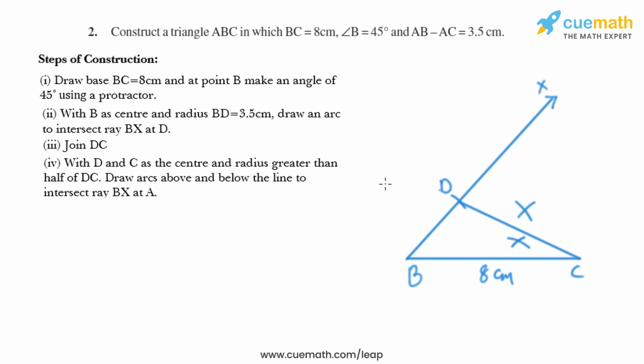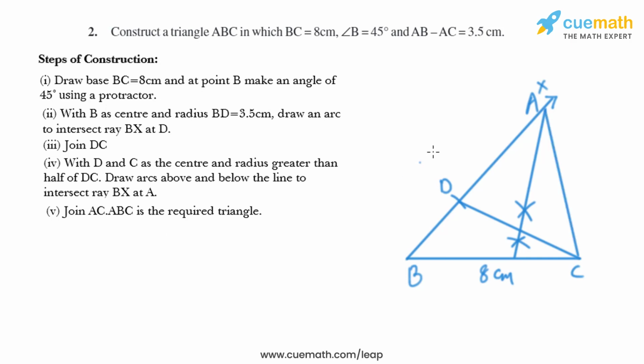Now we will draw a line that intersects BX and we will name this point of intersection as A. Now in the next step, we have to join AC and ABC is the required triangle. Now let's join A and C. So we will join A and C and we'll get ABC as the required triangle.